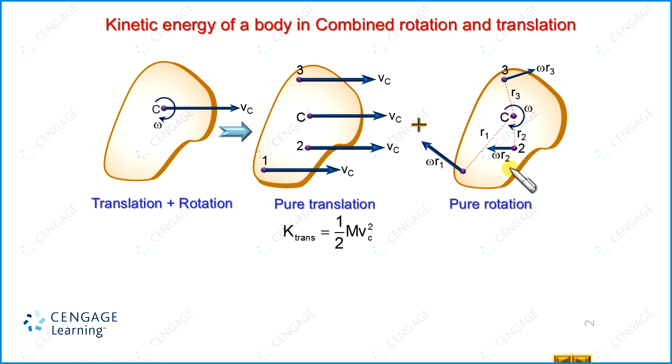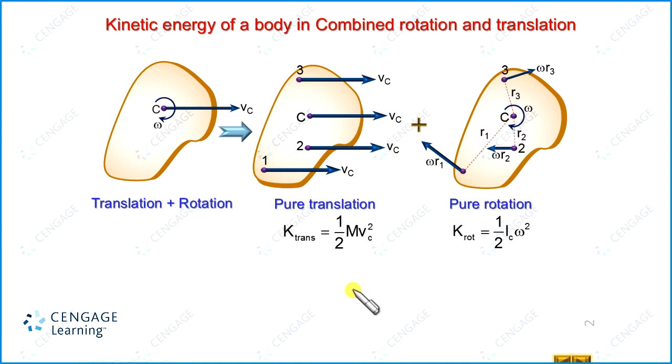Now consider the case of the pure rotation. In pure rotation, we assume the total body, or combined body, or rigid body is rotating about the center of mass, that is, the center of mass is not translating and the total body is rotating about the center of mass. Here in this case, each and every particle of the body is rotating with the same angular velocity omega, and in this case we can define the kinetic energy of the object as a rotational kinetic energy that is equal to half Ic omega square. Here Ic is the moment of inertia of the object about the axis passing through the center of mass.